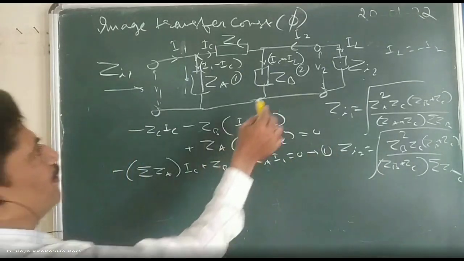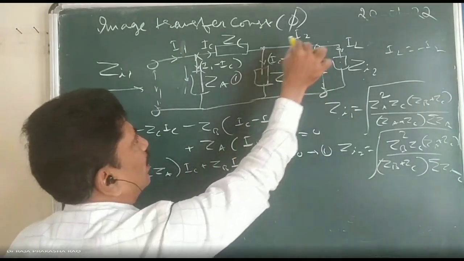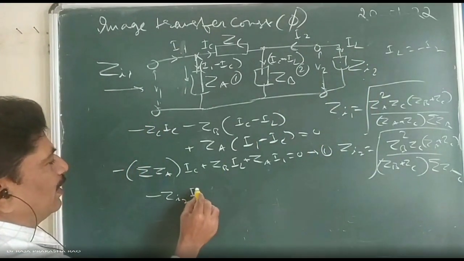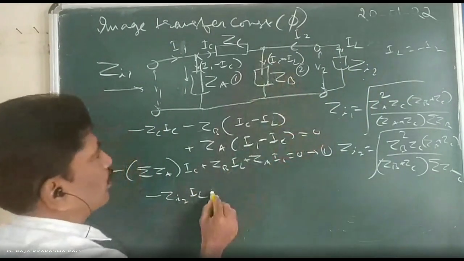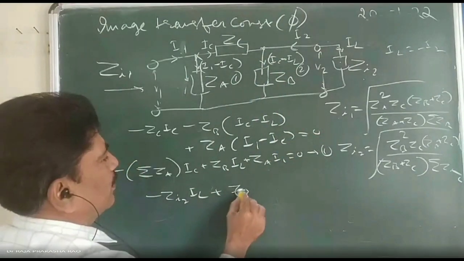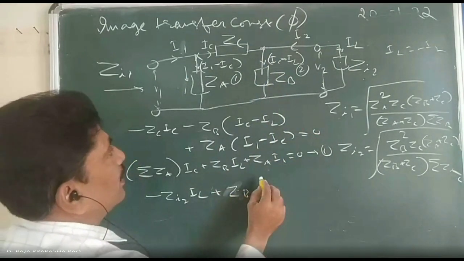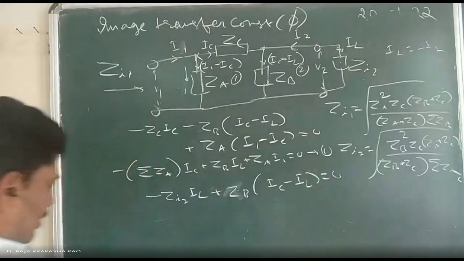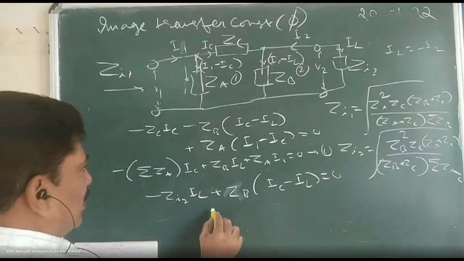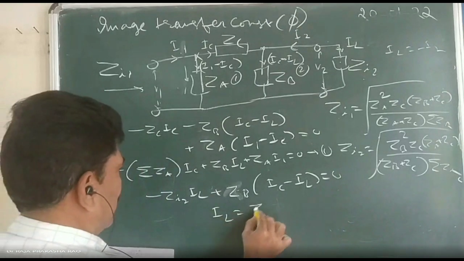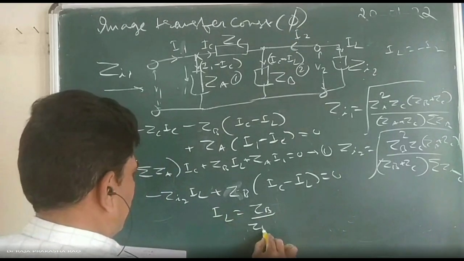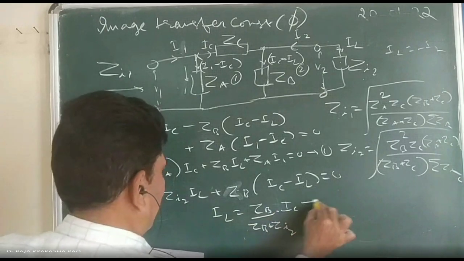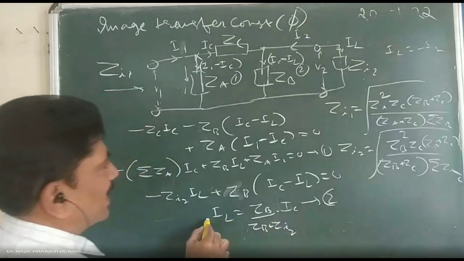Now apply KVL to the second loop. You start from this point and move in the direction of IL. So you get minus ZI2 into IL, then move against the current, so plus ZB into IC minus IL equal to 0. Finally this equation will be IL is equal to ZB by ZB plus ZI2 into IC. Equation number 2.